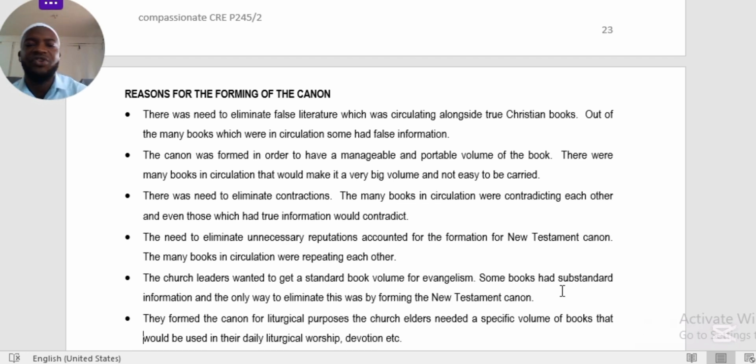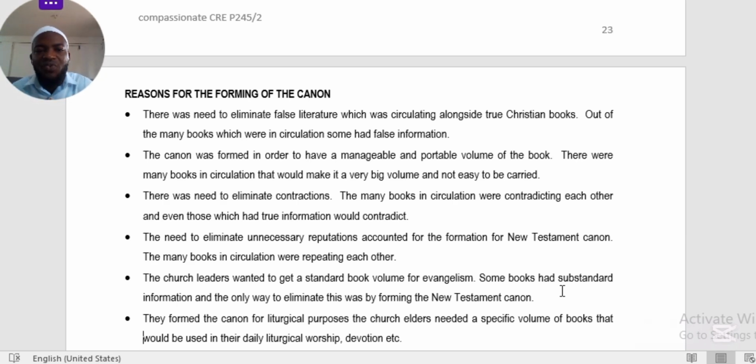So, reasons for the formation of the New Testament canon. There was a need to eliminate false literature, which was accumulating, which was circulating alongside the Christian books. Out of the many books which were in circulation, some had false information. So when they were carrying out the canonization, they were pushed by the fact that some books had false information, and they were used in the same areas where right books were together.